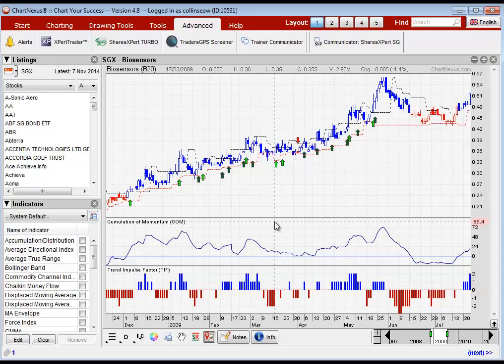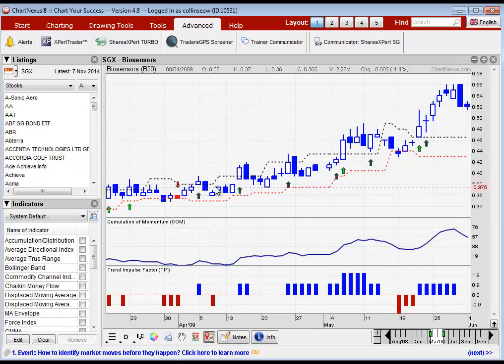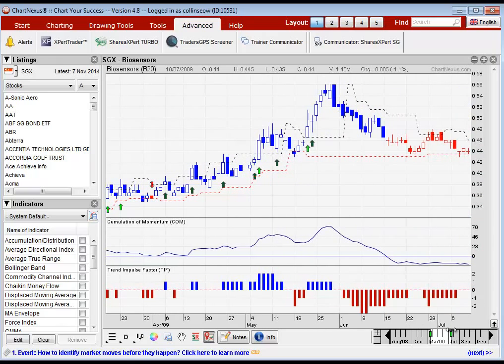Next, you want to take a look at the price again. You'll notice that there is a dotted black line and a dotted red line. The dotted black line indicates the resistance, and the dotted red line indicates support. So as you accumulate position along the way, you will use the support as a trailing stop. So for example, in this case, the stock goes up and drops below the support, you may consider taking profit.